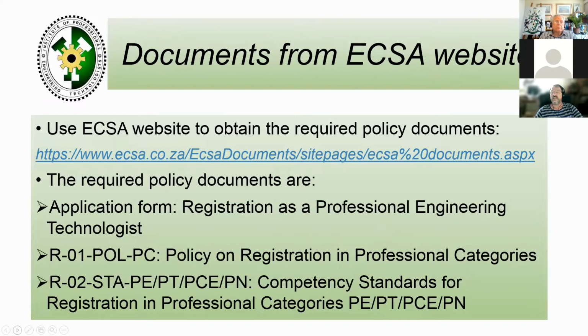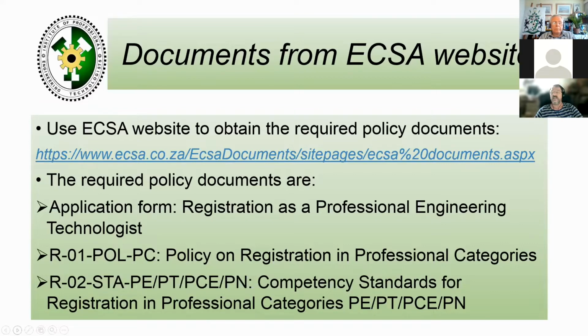Today we're going to talk about the toolbox, the documentation required for registration. There are some documents you do require from the ECSA website, and these documents are very important. So please use the ECSA website to obtain the required policy documents. It's on the site, under the documents folder. The required policy documents are your application form for registration as a professional engineering technologist.